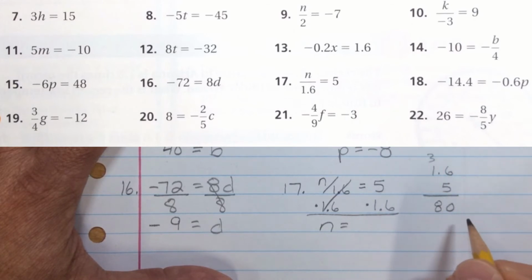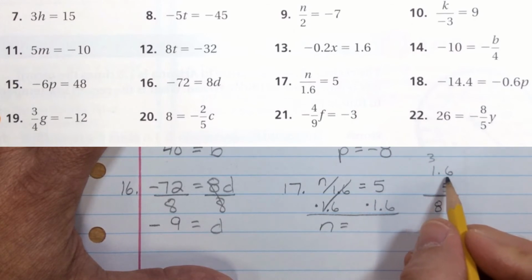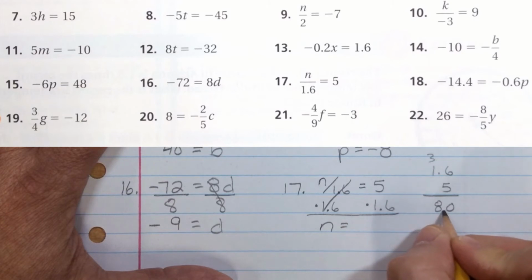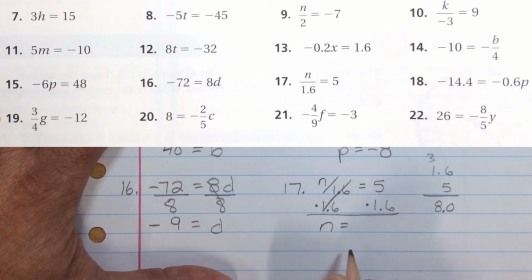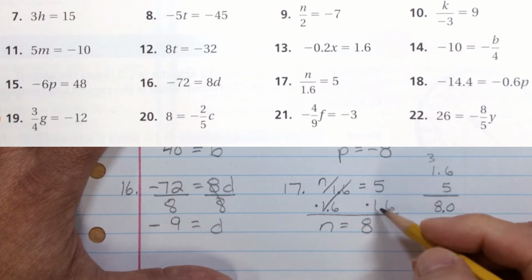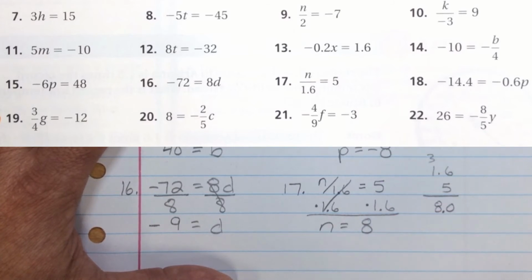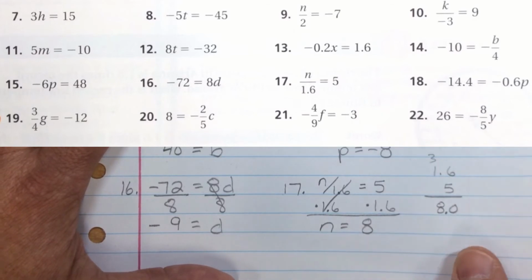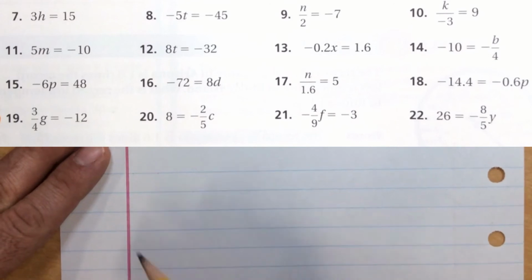30. And I got an 8. And I've got one spot behind the decimal here. So one spot behind the decimal there. And that gives me n equals 8. And a quick double check, they were both positive, so my answer is positive 8 is what n equals for number 17. Number 18.